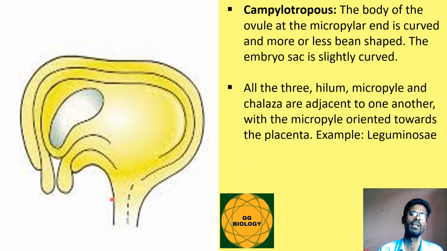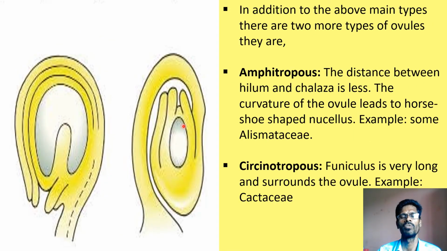So the micropyle, the hilum and the chalaza lie very adjacent to each other, and the micropyle is oriented towards the placenta, for example Leguminaceae. So this is seen in the case of the Leguminaceae family. Apart from the four types, additionally we have two more types called Amphitropous and Sarcinotropous.